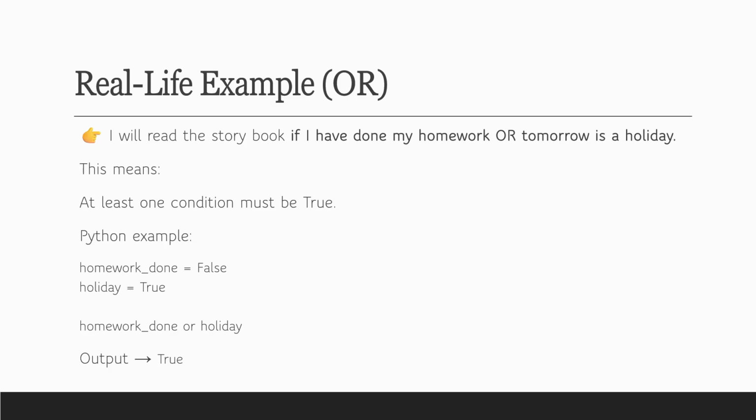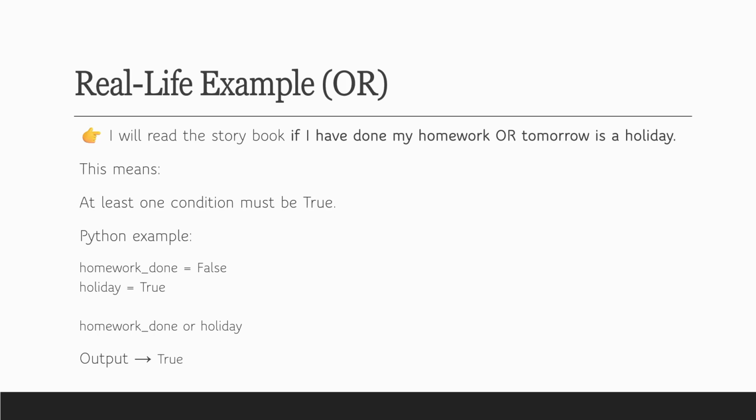Now let us understand the logical operator or with a real-life example. Imagine you say, I will read the storybook if I have done my homework or tomorrow is a holiday. This means at least one condition must be true. Either you have completed your homework or tomorrow is a holiday. If any one of these conditions is true, you will read the storybook.